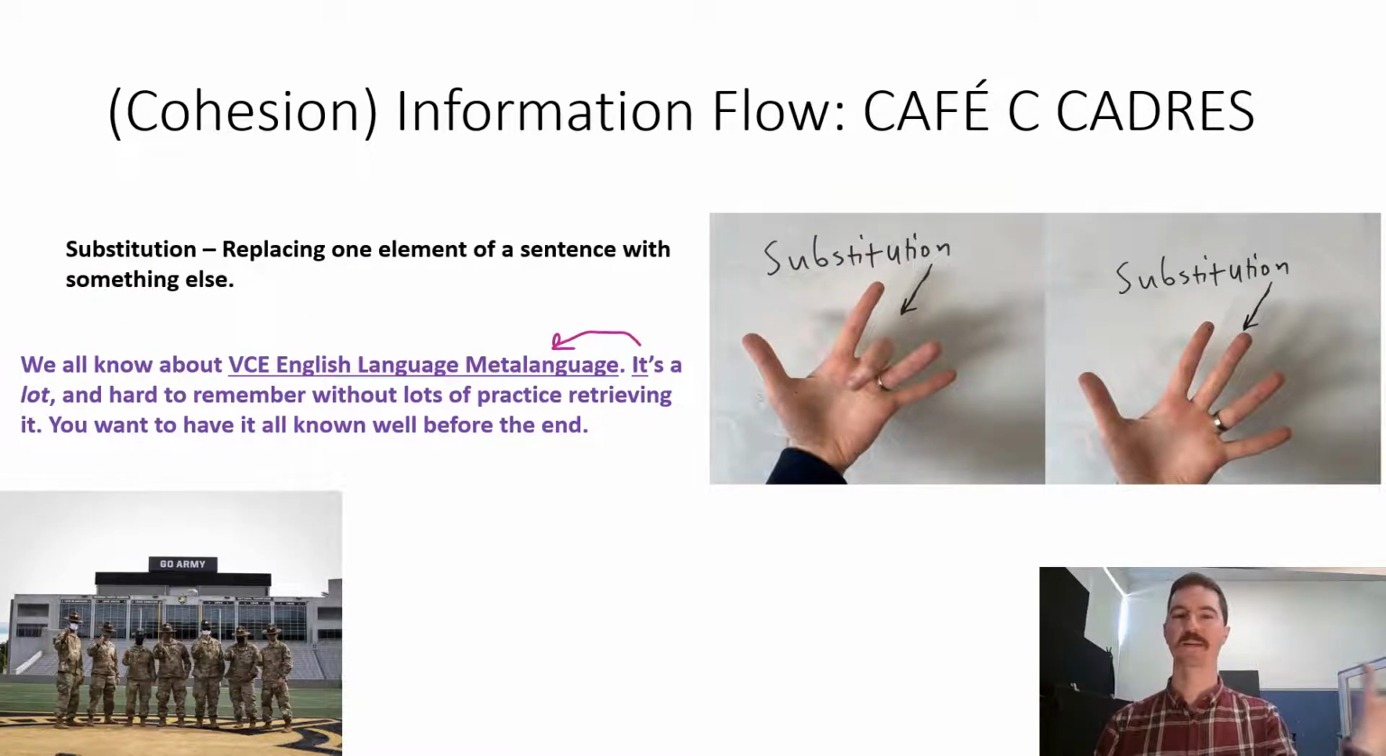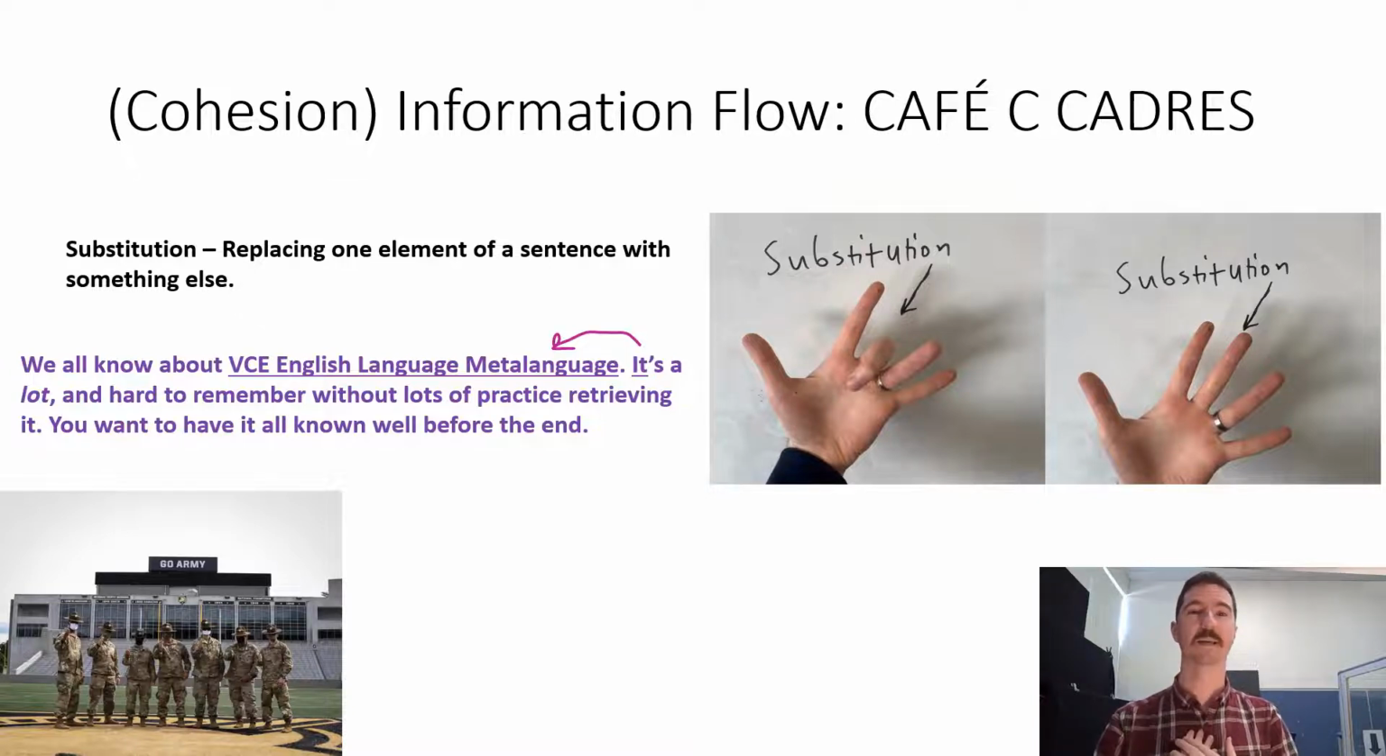All right, substitution. In that same hand sign that we use for a couple of different things, the B is removed and then substituted with something else. Very simple, VCE English language meta language becomes it. So you're shrinking a lot of things down. This is really important for academic writing especially. If you're looking at a formal text, substitution will be used a lot.